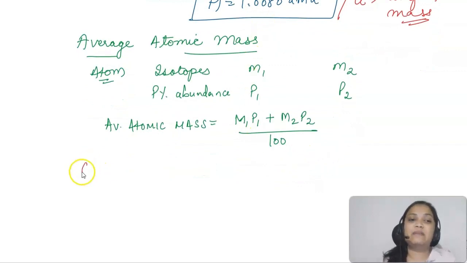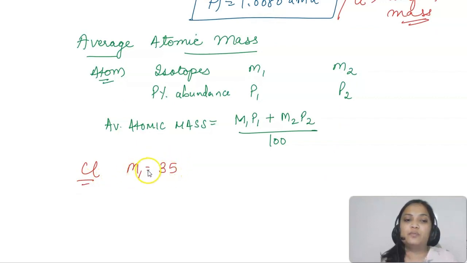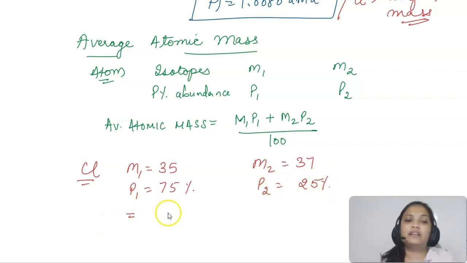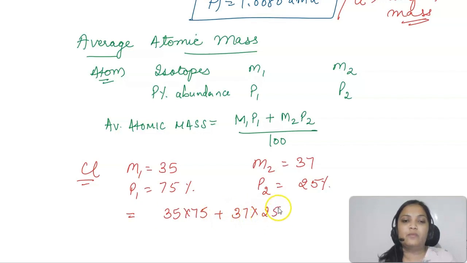Let me take an example of chlorine. Chlorine exists as the 35 isotope and the second one is 37. For the 35 isotope the percentage is 75%, and for the 37 isotope the percentage is 25%. Now if I want to calculate the atomic mass, it will be (35 into 75 plus 37 into 25) upon 100.